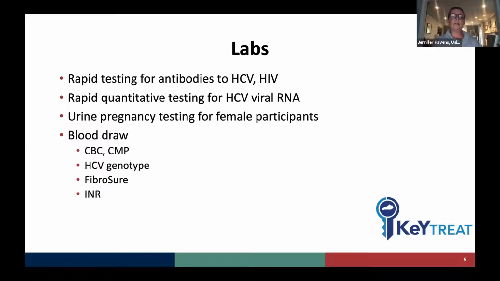And then we do a blood draw, and really the things that we're interested in from that are the HCV genotype and the fibrosis stage, which we're able to get from our LabCorp testing.